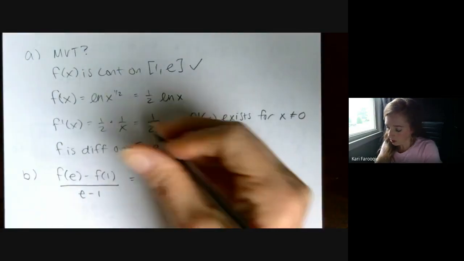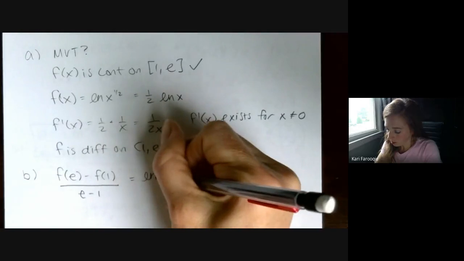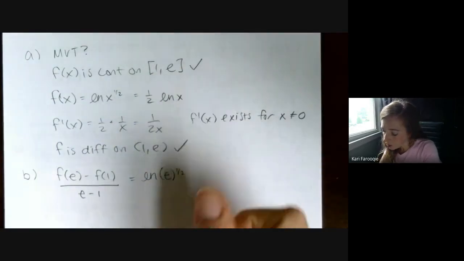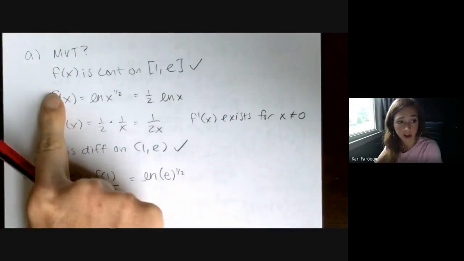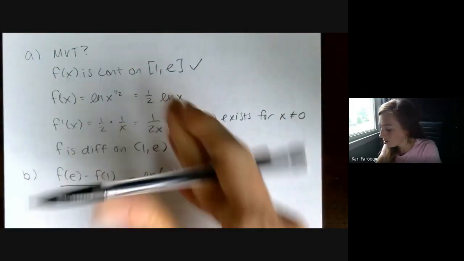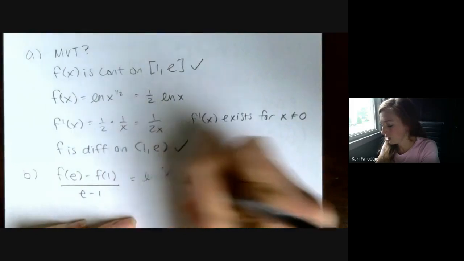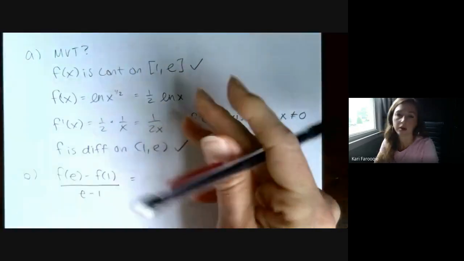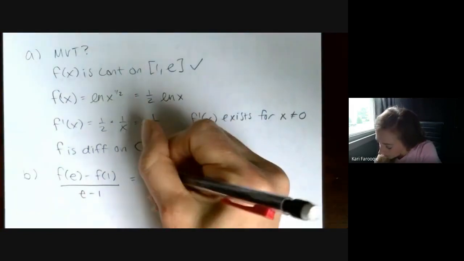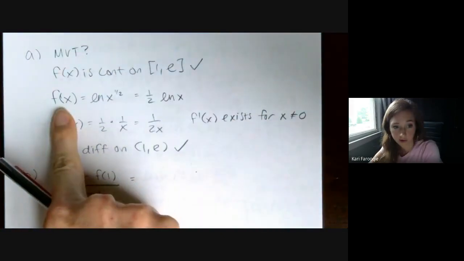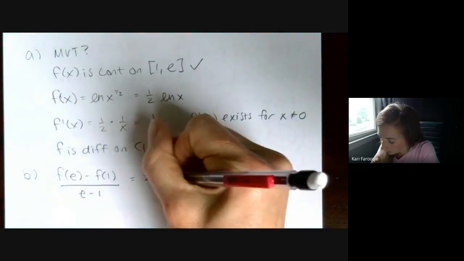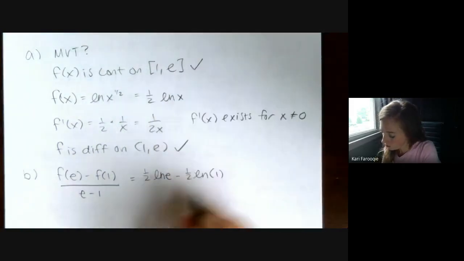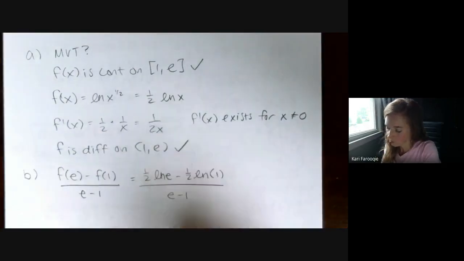F of E is the natural log of E to the 1/2. And you know what? If you would prefer, use f the way we rewrote it. I know sometimes it's a little sketchy using anything that you've rewritten, because you never know if you accidentally rewrote it wrong. But it's not wrong, I guarantee you. It might be easier for you to use this variation. So 1/2 ln E minus 1/2 ln 1, divided by E minus 1.